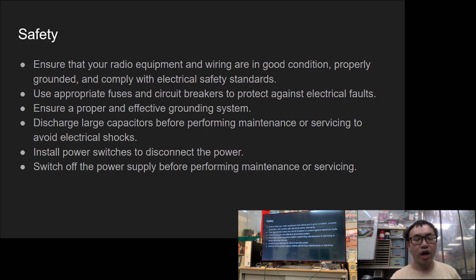Okay, and if you have a large capacitor in your devices, you have to discharge it to prevent shocking yourself, and switch off the power. Sometimes manuals say that you should install a micro switch in your device, so that when you open the case, the circuit will break immediately, and you won't shock yourself if you open your case for maintenance. Install a power switch so that you can disconnect the power. Common sense, right? So safety is just common sense.